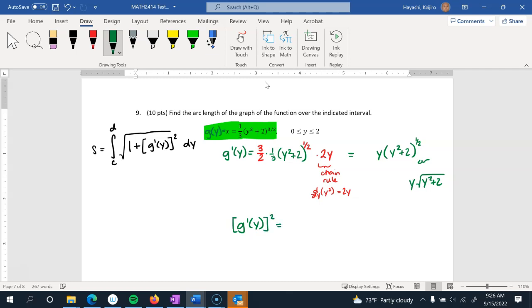So g prime of y squared, if you just take that and you square it, and again, you can write it as a square root or as an exponent of 1/2 on a set of parentheses around y squared plus 2. It doesn't really matter. You'll be able to square it either way. But you get y squared, because that y is squared, and just a plain old y squared plus 2, because that squared gets rid of that square root that's right there. And if you distribute that y squared now, you get y to the 4th plus 2y squared.